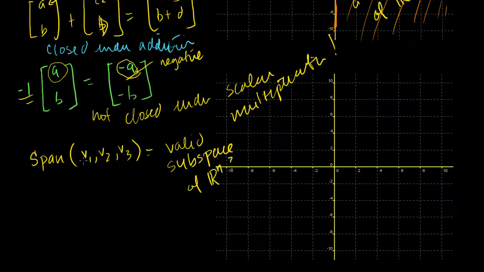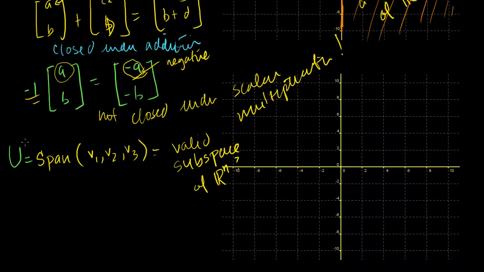Well, let me define U to be the set of all linear combinations of these, which is the span. So I want to know, is U a valid subspace? Let's think about it this way. Let me pick out a random element of U.